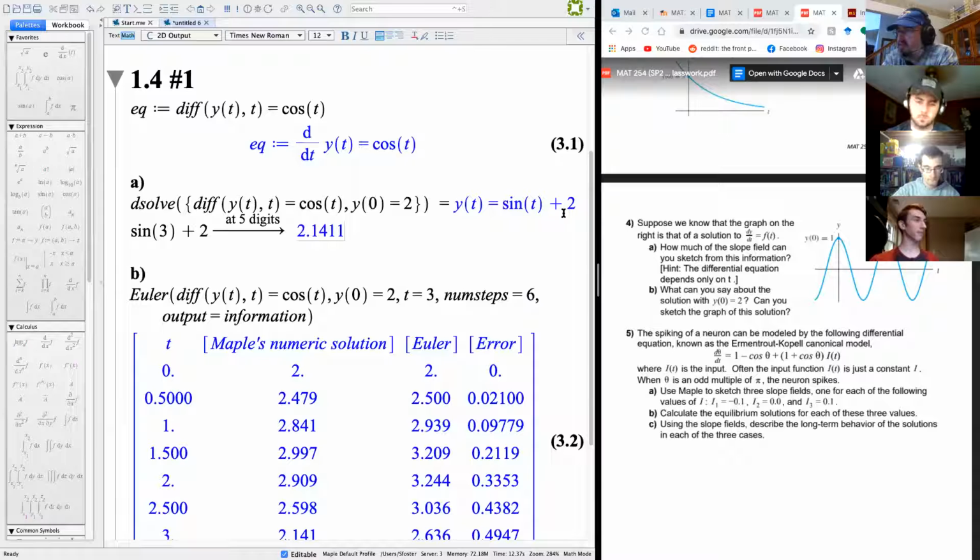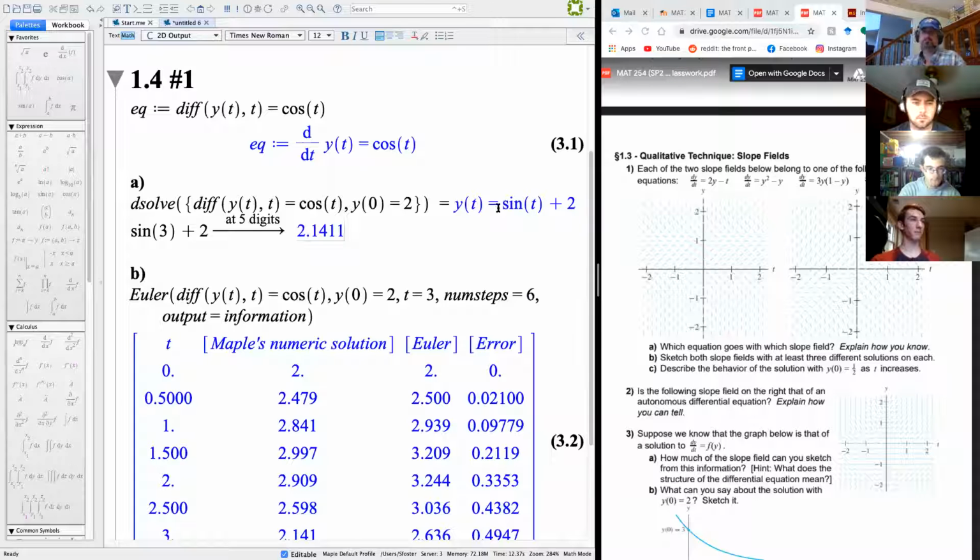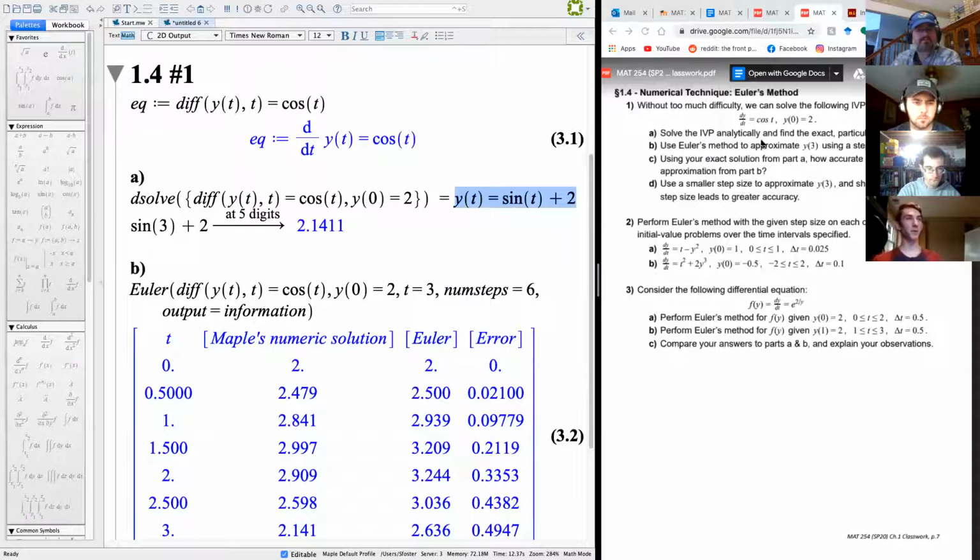That's part A. You solve the initial value problem, which gives you a particular solution. And the particular solution is y of t equals sine t plus 2. Yes, correct. Nailed it. We use Euler's method.